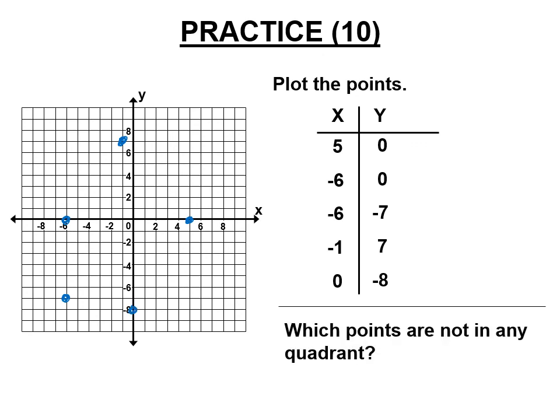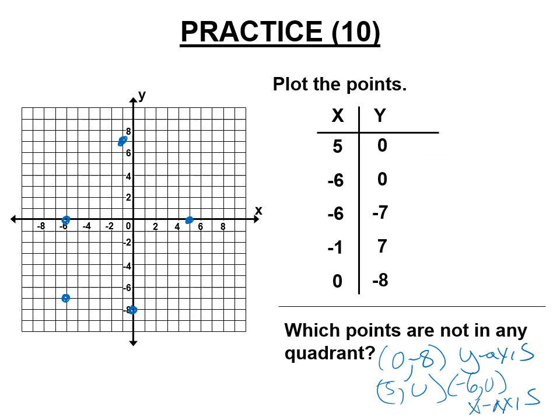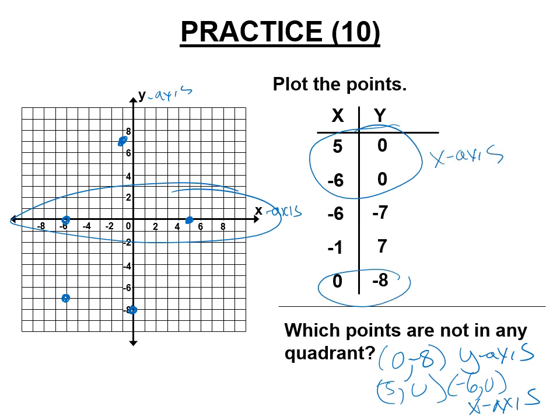Which points are not in any quadrant? Right, 0, -8 is on the y-axis, and 5, 0 and -6, 0 are on the x-axis. Now you can just look that these are on the x-axis and the y-axis, but you also can just look. If it ends in a 0, you're on the x-axis. If it starts with a 0, you're on the y-axis. You're not in a quadrant.